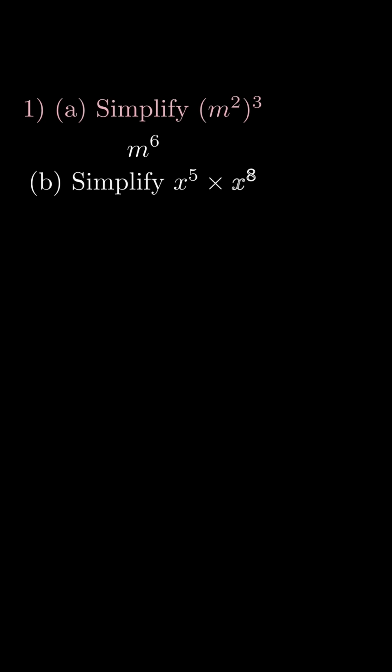Part B. Simplify x to the power of 5 times x to the power of 8. Similarly to A, we add the powers and we get x to the power of 13.